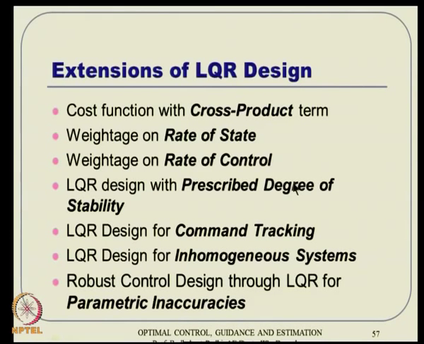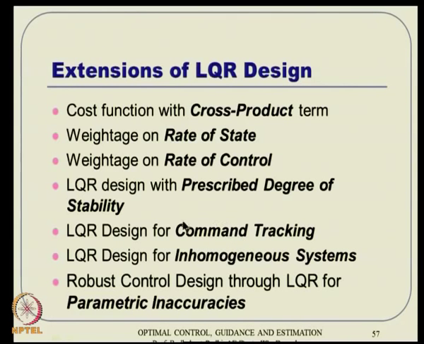So, this prescribed degree of stability tells that in the closed loop the eigenvalues should lie left of a certain vertical line, which is alpha away from the imaginary axis basically. So, it is possible to do by formulating the cost function in such a way that x transpose Q x plus u transpose R u, that term you multiply with e to the power 2 alpha t, and then reformulate the problem, and it is possible to show that all the eigenvalues of the closed loop system will remain left side of a vertical line which is alpha away from the imaginary axis. So, that is the prescribed degree of stability.